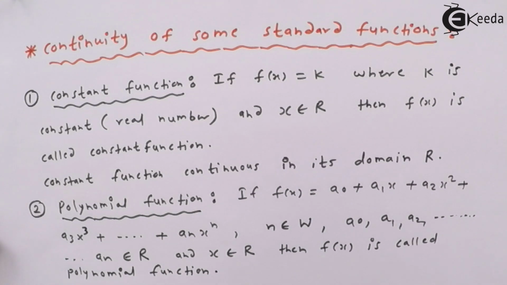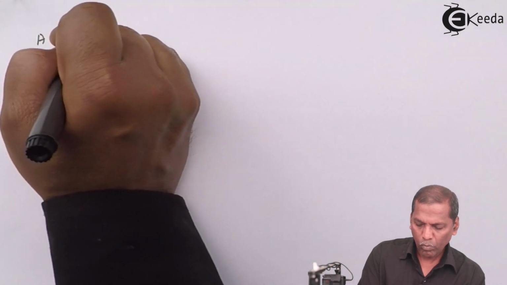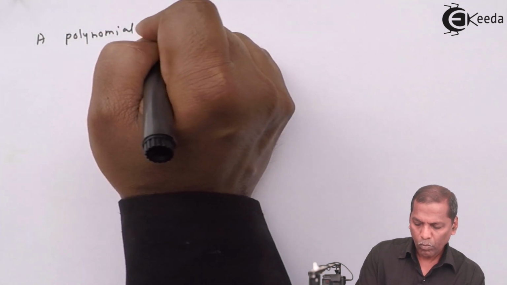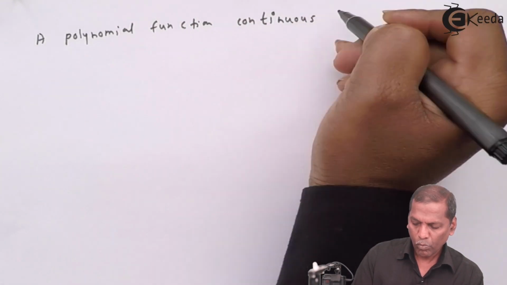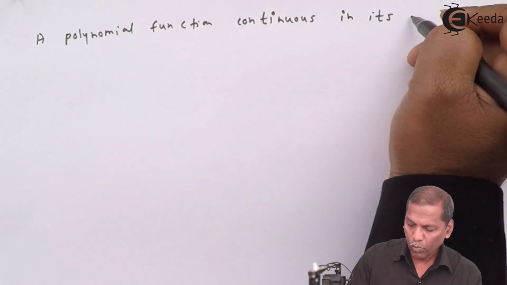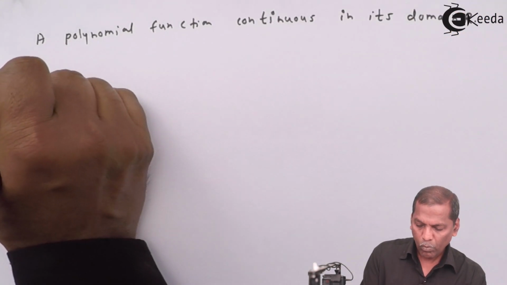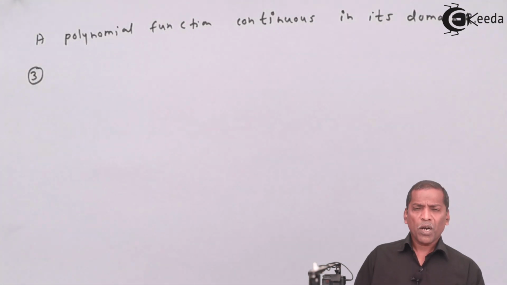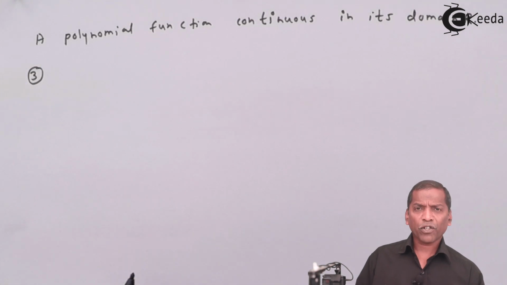Polynomial function is continuous in its domain R. Number 3, rational function.